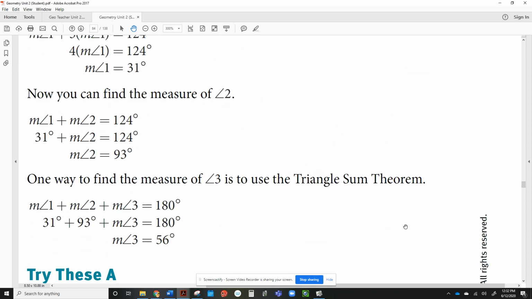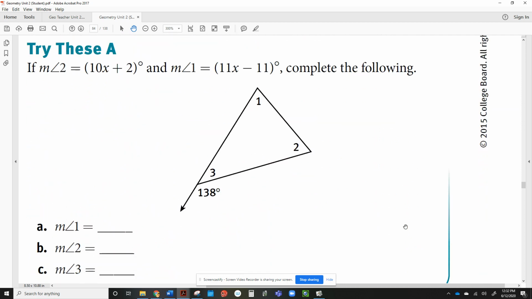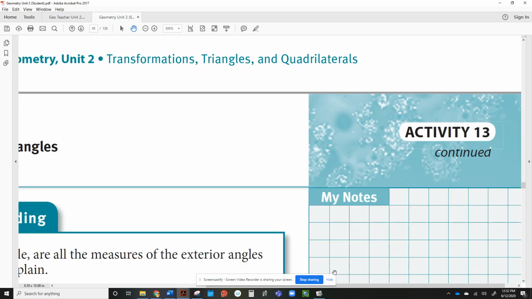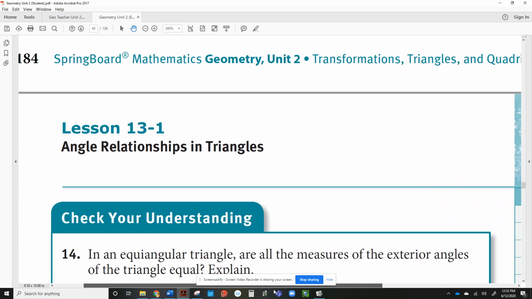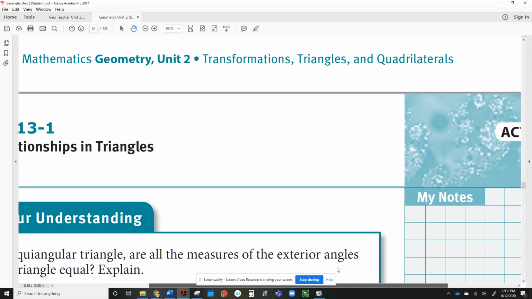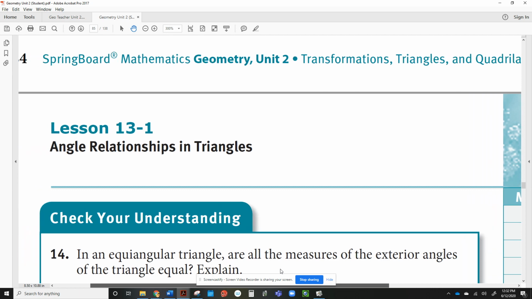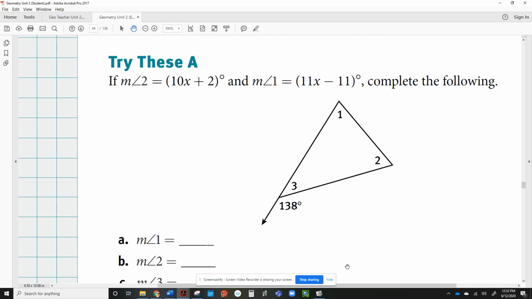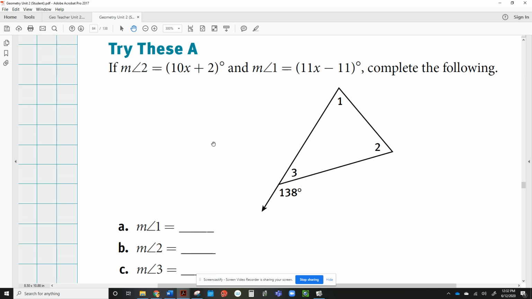You have some try these. So probably after try these, let's see what's next. Check your understanding. So I'll do the try these with you, and then you can do the check your understanding, and I'll check it at the beginning of the next video. So we're going to really have some algebra to do here.